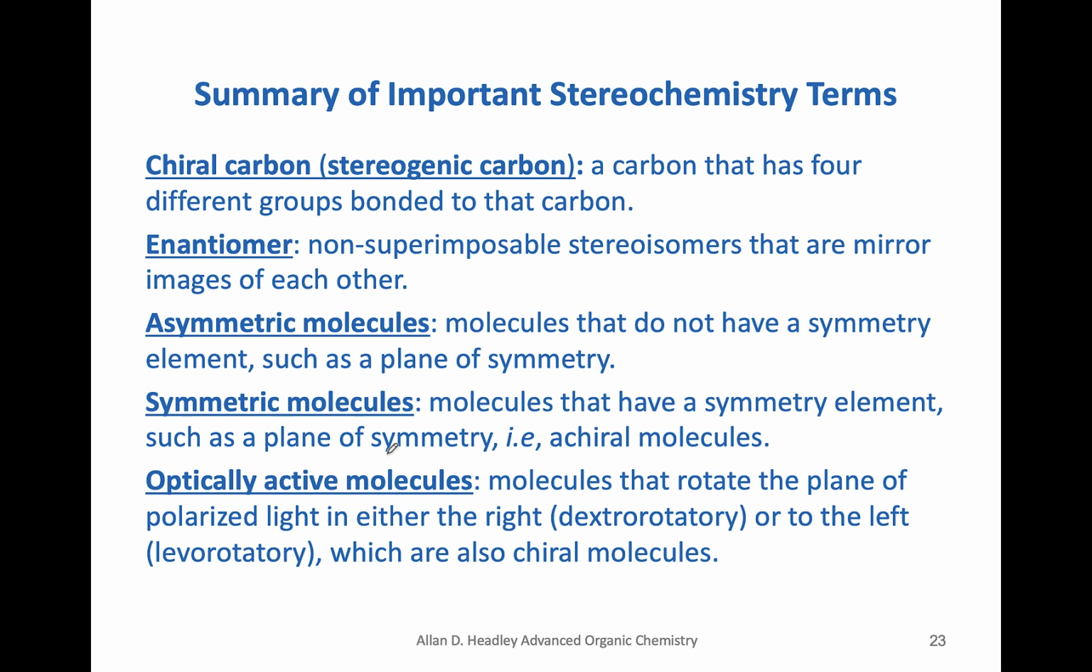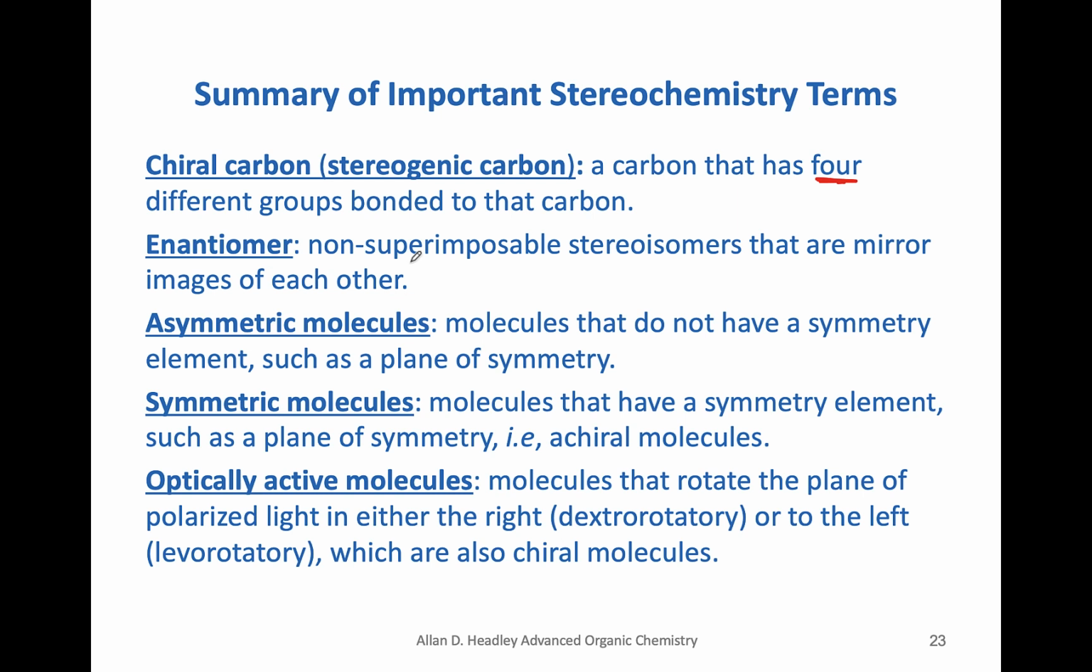Okay, so summary. Let us just summarize by looking at the different terms before we quit. So, a chiral carbon, also known as a stereogenic carbon, is a carbon that has 4 different groups bonded to that carbon. 4 different. Okay? Enantiomers: non-superimposable stereoisomers that are mirror images of each other.